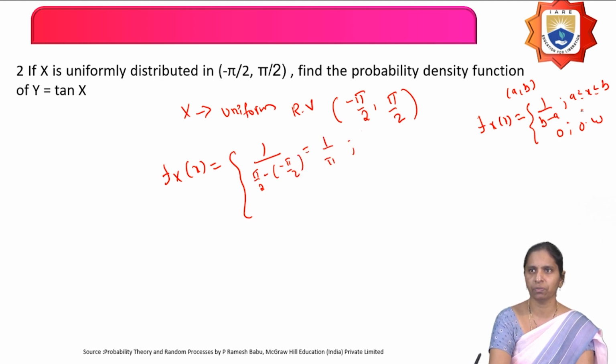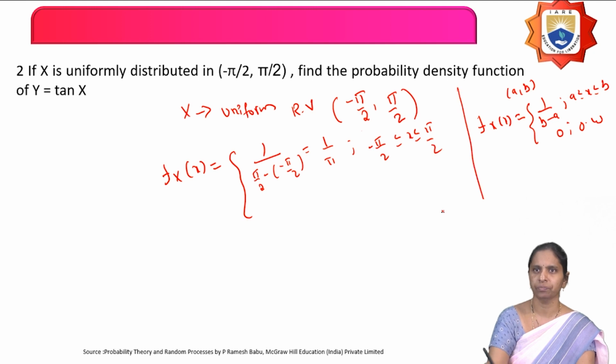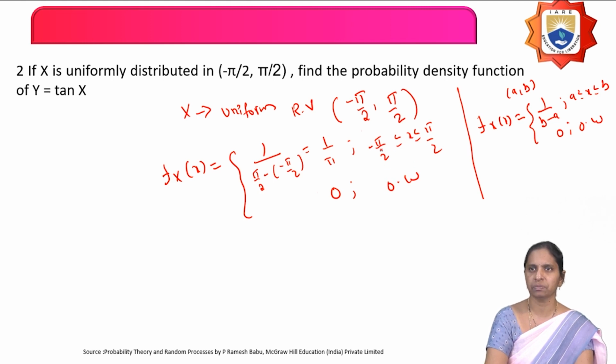So for what values of x? When x is from minus pi by 2 to pi by 2, and 0 otherwise. For other values of x it is 0. The density function of the uniform random variable distributed over the interval minus pi by 2 comma pi by 2 is given by 1 by pi. So what have they given? We know the density function of the random variable x. After that, find the probability density function of y equals tan x.